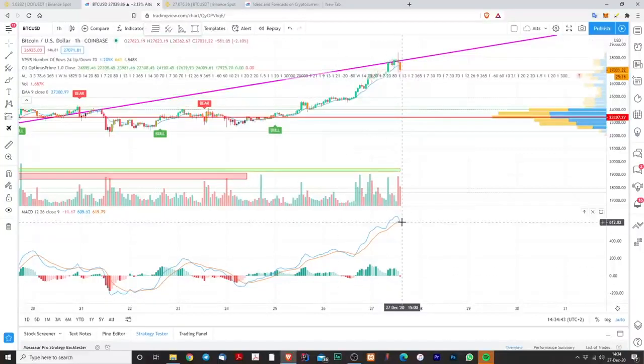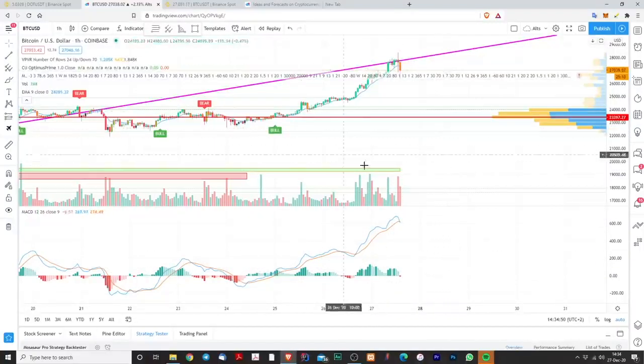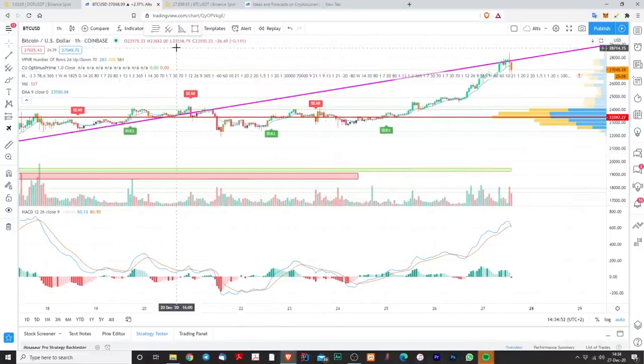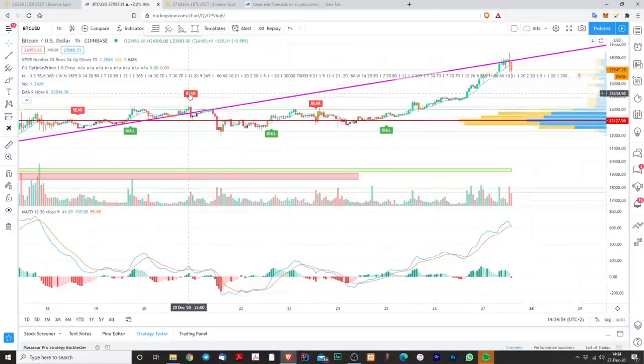Oh, it seems like on the 1 hour Bitcoin is trying to go bearish anyway. But you can see here I'm using my indicator. It's showing me bear, bull, bear, bull, bear, bull.